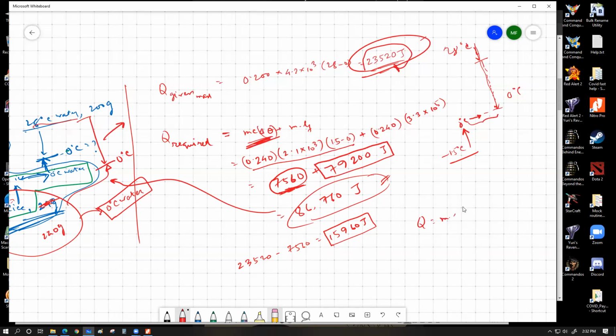Q equals to M L_F. So M would be given by Q divided by L_F, which is 15960 divided by 3.3 into 10 to the power 5. This gives me 0.04836 kilogram.